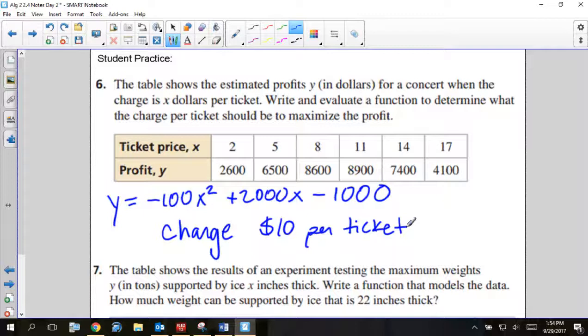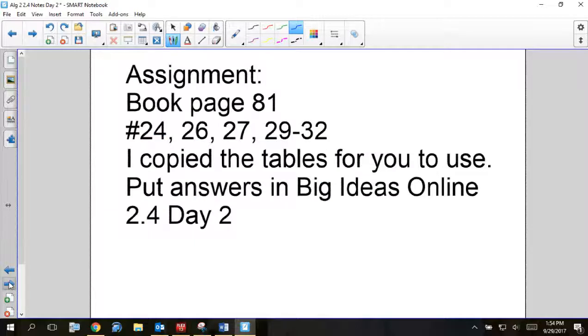So your assignment, it is on Big Ideas, but because we have to write, you know, to find those differences on some of them, I copied the questions in your notes. It's not number 7, because that was just extra notes that we're not going to get to. It starts with 24 in your notes. So you could do your assignment on paper and then just input the answers into Big Ideas when you open it up. But you do need to submit it.